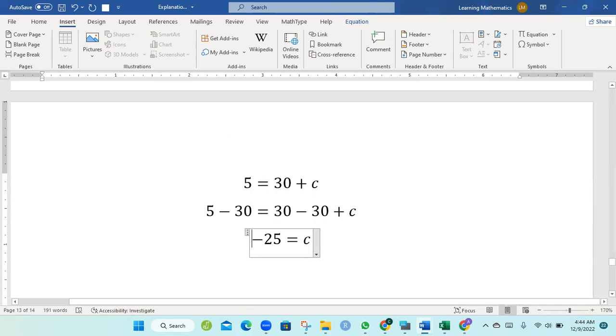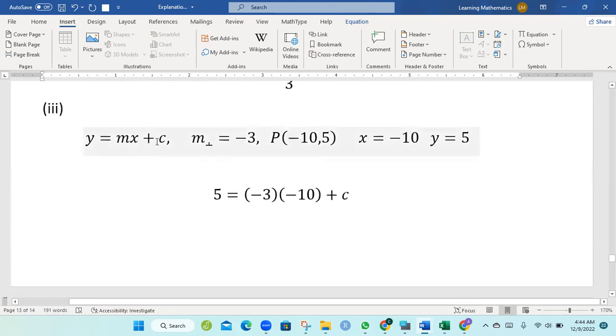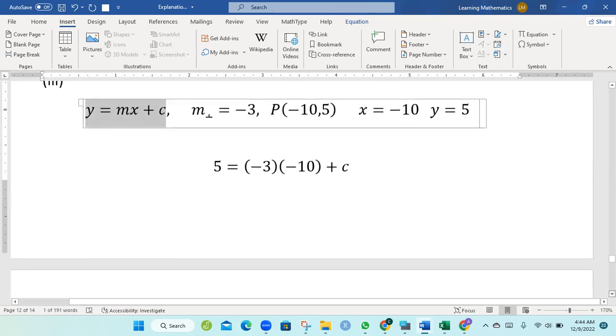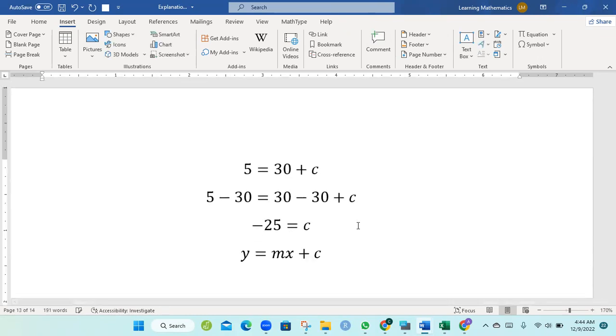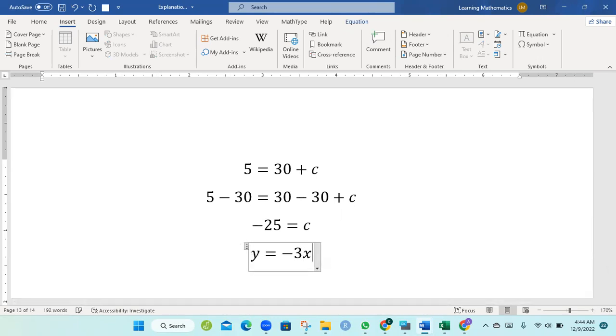So now we can complete the equation. y is equal to mx plus c. y is equal to negative 3x subtract 25. So that is the equation of the line perpendicular to PQ. y is equal to negative 3x subtract 25.